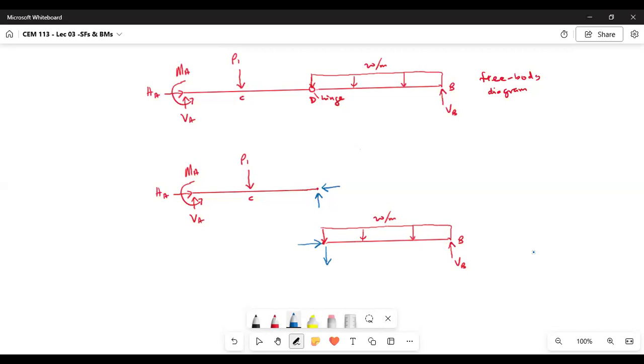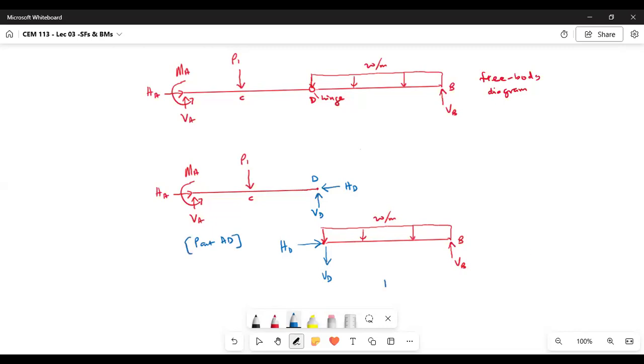So this time around, this is point D. I have HD, I have VD. Take the same reaction here, but reverse the direction. So this one will be VD, and this will be HD. So if you have done it like this, this particular one is a part. This part is AD.